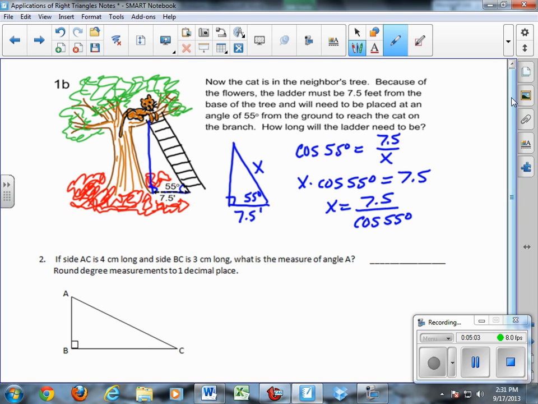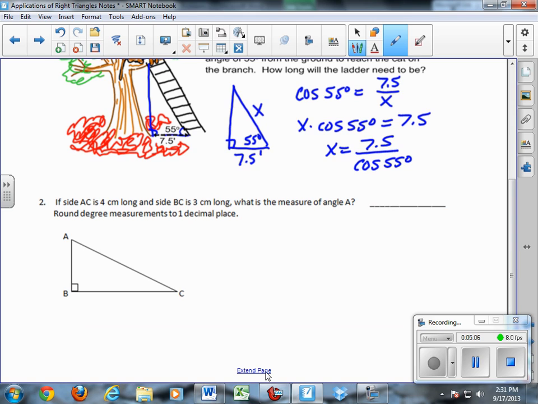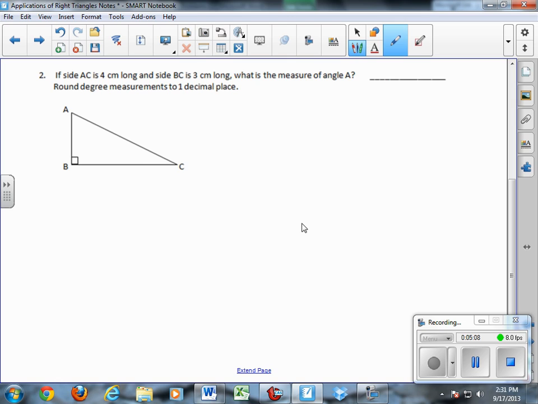Okay, number 2: if side AC is 4 centimeters long, that would be the hypotenuse, and side BC is 3 centimeters long, what is the measure of angle A? So this is what I'm trying to find out. So where are these two sides in relationship to angle A? 3 is the side opposite, 4 is the hypotenuse, so I'm going to use sine. So sine of, and I'll just call my angle theta because I don't know what it is, so sine of theta is equal to 3/4.